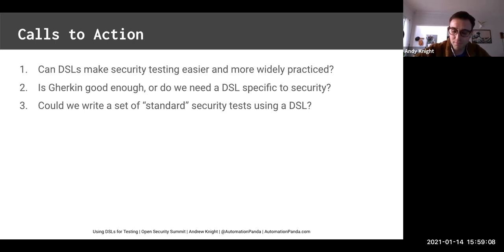There are other tools out there. For example, there's something from a company called Trion Solutions called cycle automation, which is kind of like Gherkin, except that they actually give you the steps already implemented. So there are other tools other than pure Gherkin out there that could help. And finally, third, would it be possible for the community to write a set of standard security tests using whatever DSL they decide upon? That could be shared by multiple companies or organizations, whether directly just using those tests or using those tests as a template for their own tests.